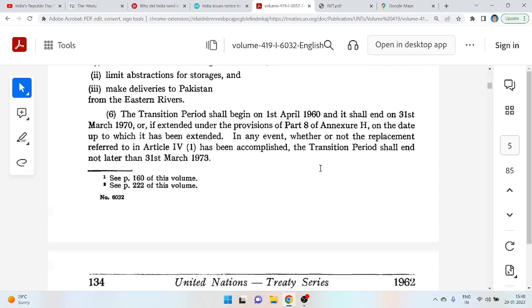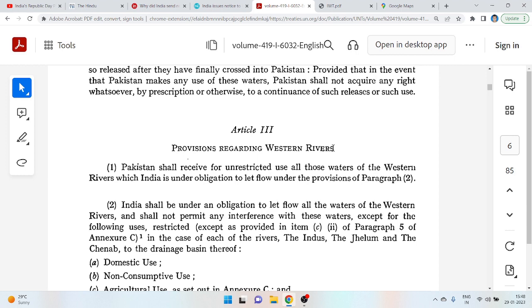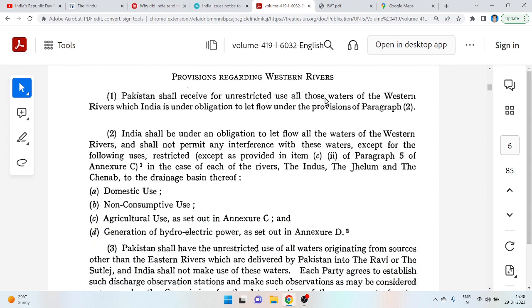Next is, but the main problem is regarding the western rivers. So, what about the western rivers? Provision regarding western rivers: Pakistan shall receive for unrestricted use all those waters of the western rivers which India is under obligation to let flow under the provision of paragraph 2. Now, India shall be under an obligation to let flow all the waters of the western rivers and shall not permit any interference with these waters except for the following uses, restricted except as provided in item C 2 of paragraph 5 of annexure C in the case of each of the rivers Indus, Jhelum, Chenab to drainage basin. It means that India cannot restrict water of the western rivers except under some conditions, and those conditions are written in annexure C paragraph 5 item number C2.